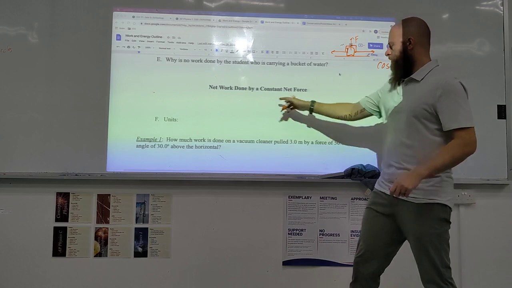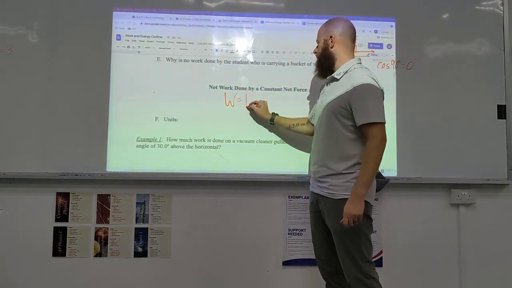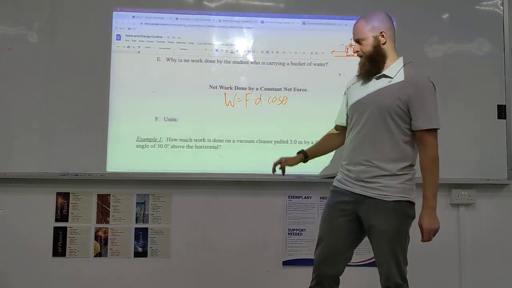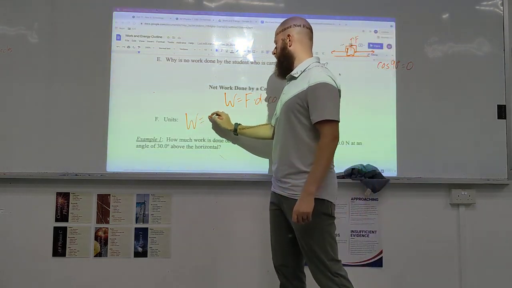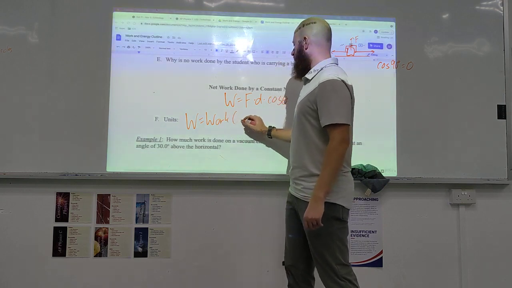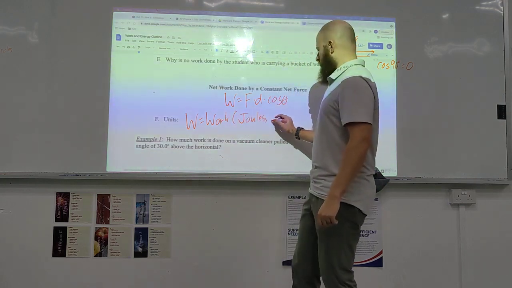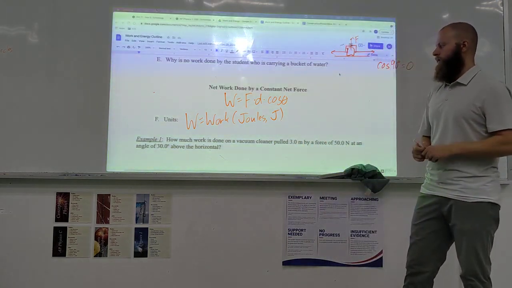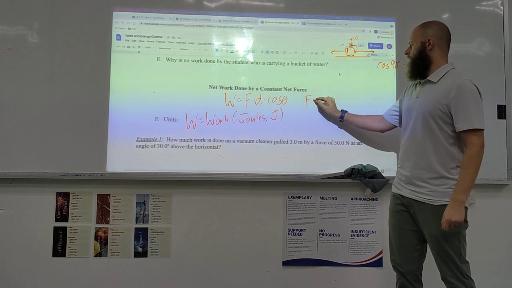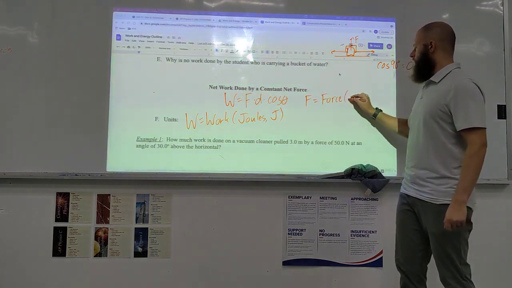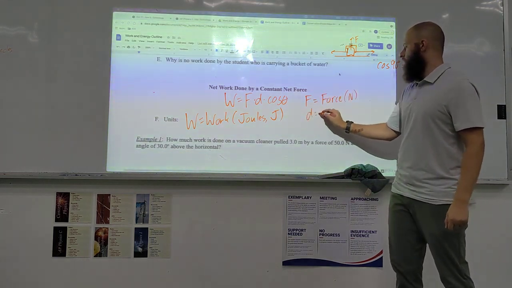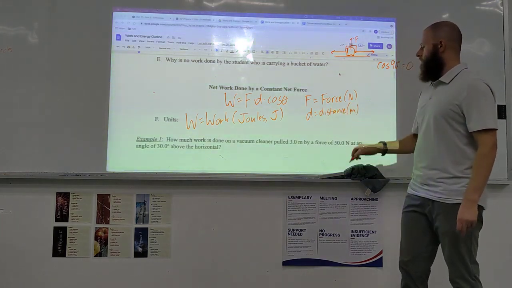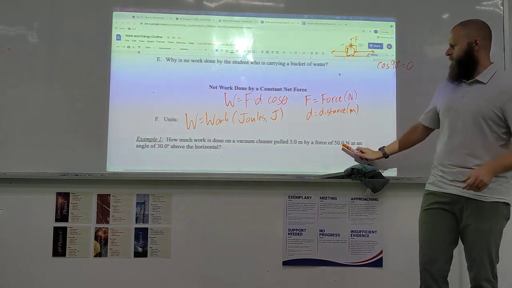Okay. So once again, we have work equals force times distance times cosine theta. Now, this is a new set of units. So work, W, stands for work, and it's measured in joules, which is normally just written as J. Just a quick review, F is force in newtons, D is distance in meters.